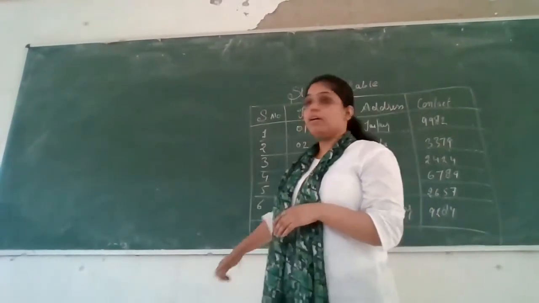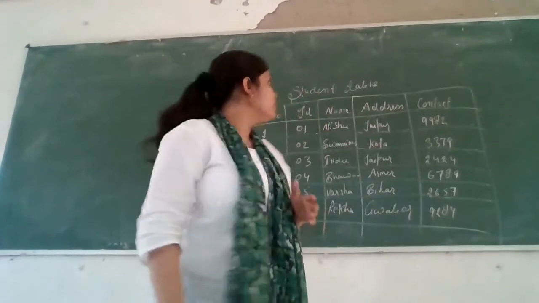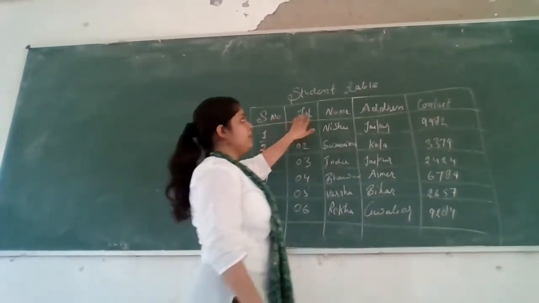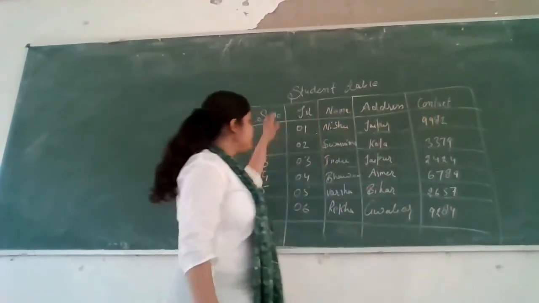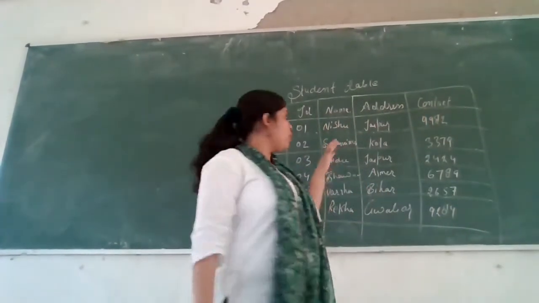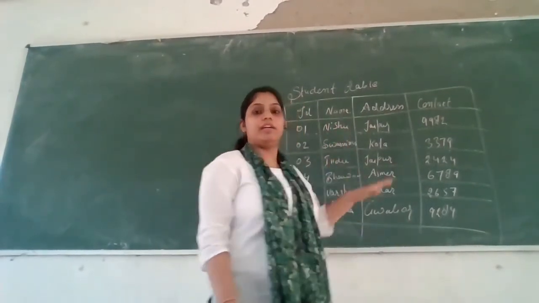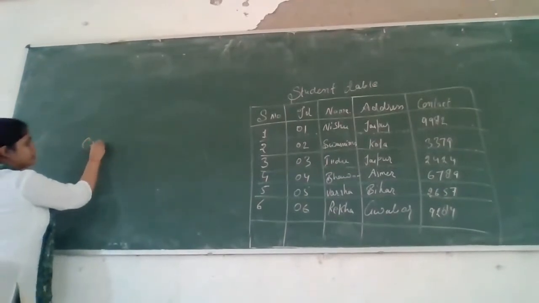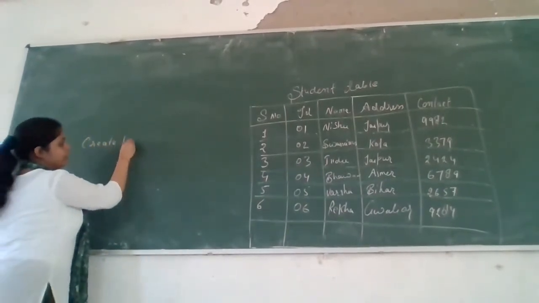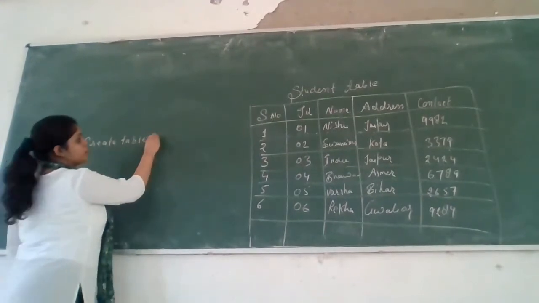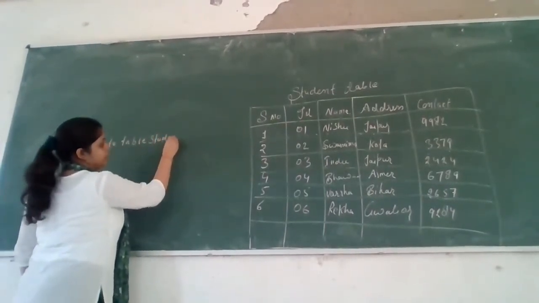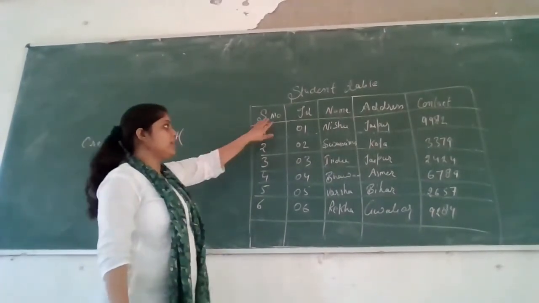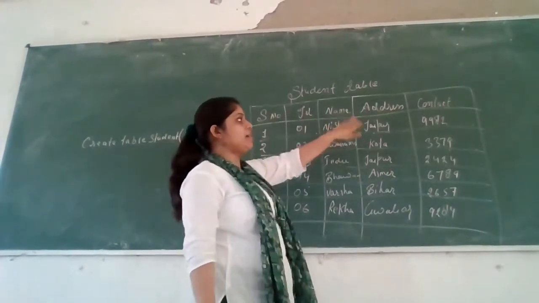Let's see a table in which we create student data. So first is your student table, in which we create serial number, ID, name, address, and contact. And this is the whole data. Now we see how we can make the table in a database. So first you create a table. Table name is student, and the attributes we use in the table are serial number, ID, name, address, and contact number.